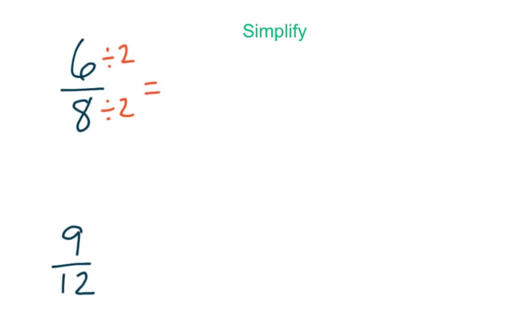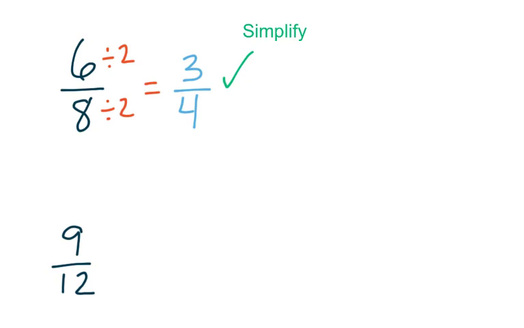So if we divide, 6 divided by 2 gets me 3, and 8 divided by 2 gets me 4. And if we look at this fraction now, we have numbers that are consecutive. So 3 and then 4 follows it directly behind. When we have two numbers that are consecutive, we know that this is in the simplest form. So 3/4 is equivalent to 6/8, and 3/4 is in the simplest form.